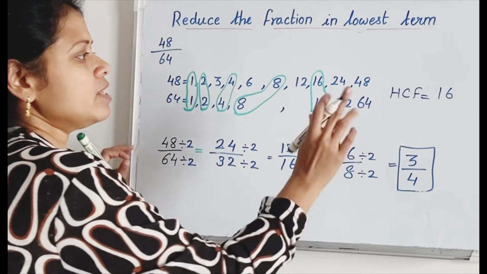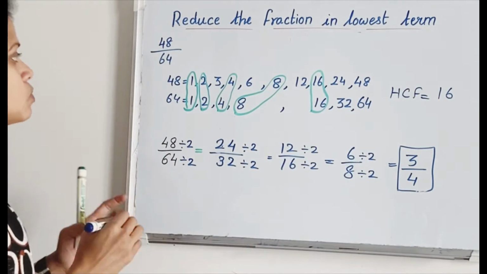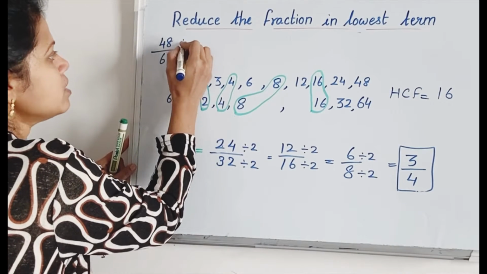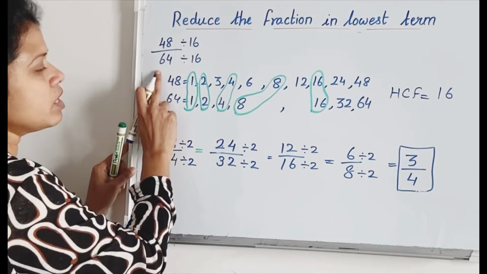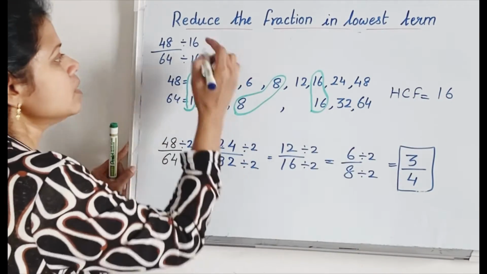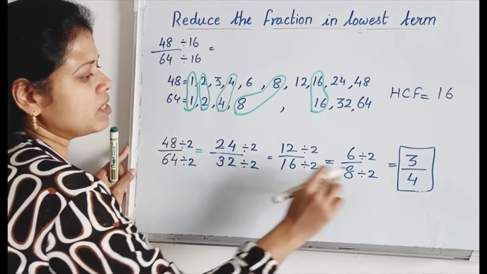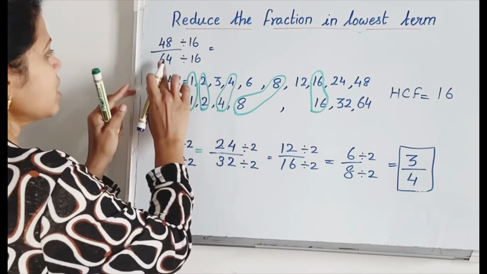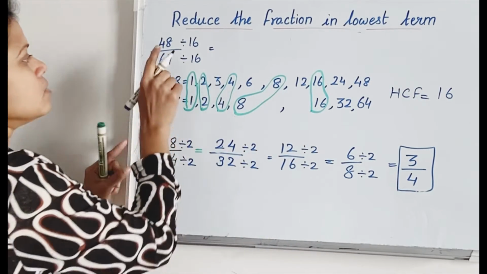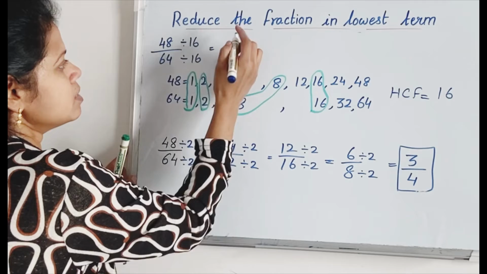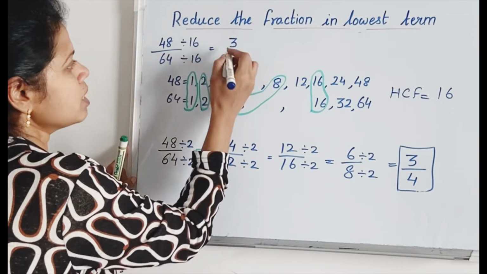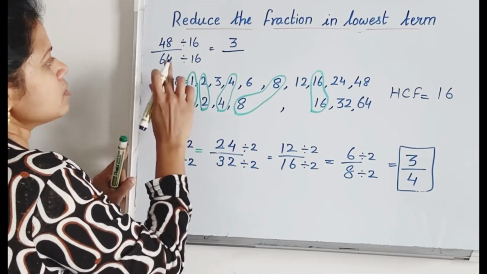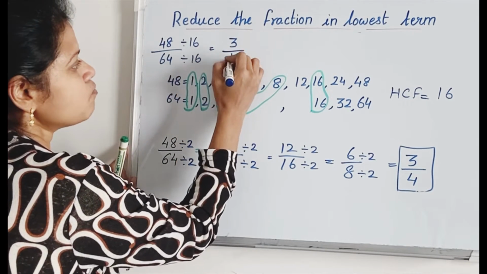After finding the highest common factor, just use it to divide the numerator and denominator. If you divide both by the highest common factor, then instead of doing repeated division, you can find the answer in a single step. So 48 divided by 16 is 3, and 64 divided by 16 is 4.